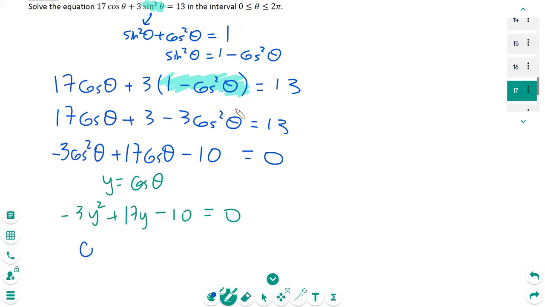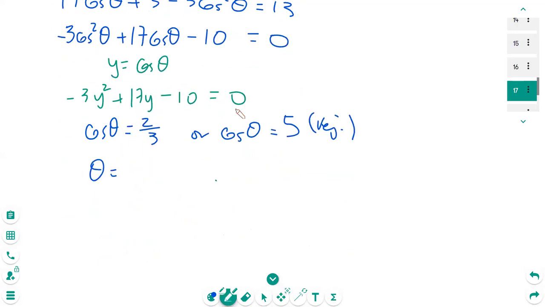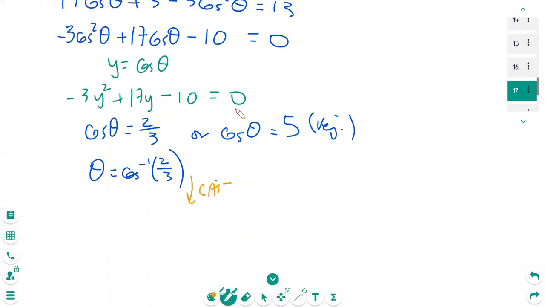So I'm just going to put it in a calculator, and you should get cos theta equals 2/3, or cos theta equals 5. We have to reject the answer cos theta equals 5 because cos theta is bounded between 1 and minus 1. So cos theta equals 2/3. So let's do cos inverse of 2/3. As soon as we do inverse cos, do remember to use the cos diagram.